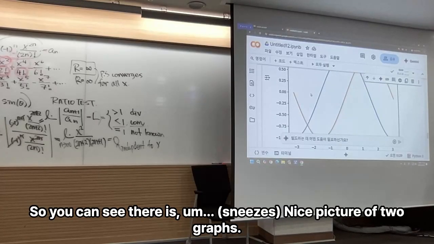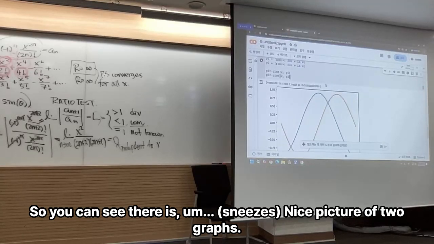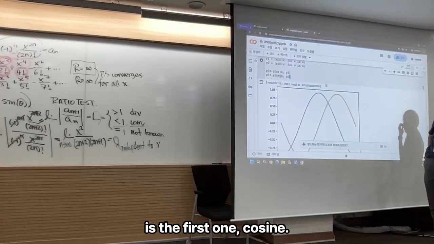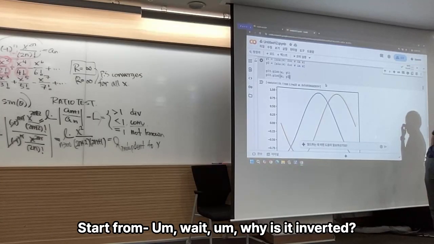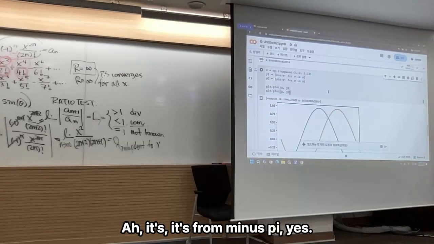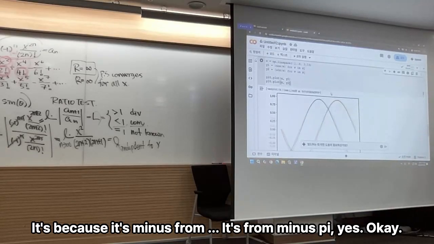So you can see there's a nice picture of 2 graphs. I think the blue one is the first one, cosine. It starts from, why is it inverted? I think it's from minus pi. Yes, it's because it's from minus pi. Okay.